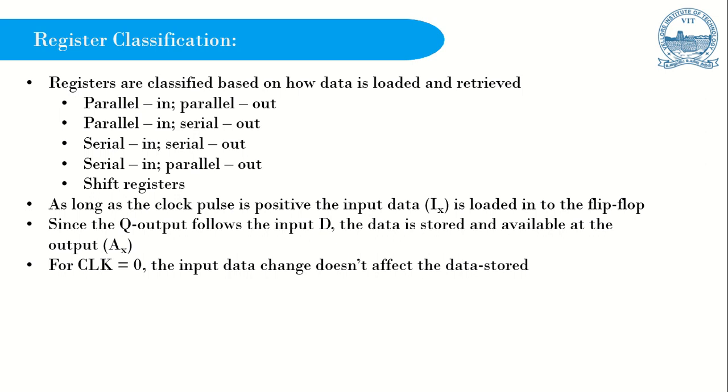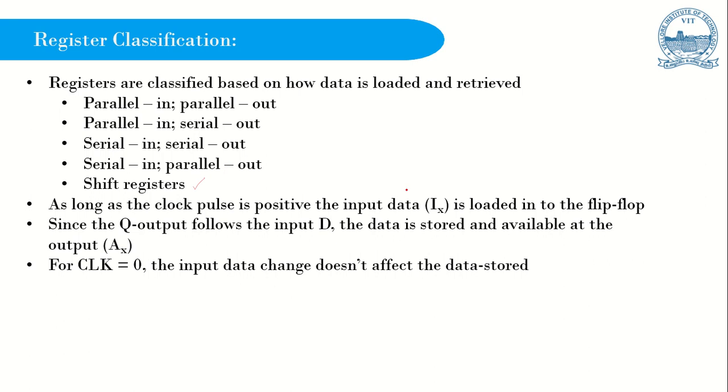In the parallel in serial out configuration, we can load all the n bits of information parallelly into the register, but if we want to read the data, we do it bitwise. Then we have the serial in serial out configuration, where the data input is given bitwise and the data is read bitwise. The next configuration is serial in parallel out, where the input data is loaded serially and then read parallelly from all the flip-flops. Shift register is another class of the serial in serial out configuration. It basically performs the data shifting operation, which may come under any one of these four categories.